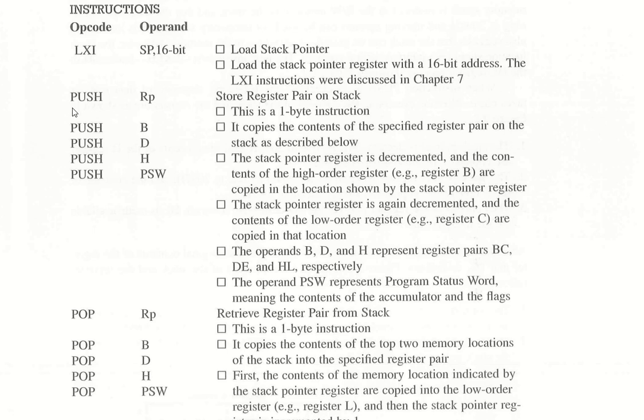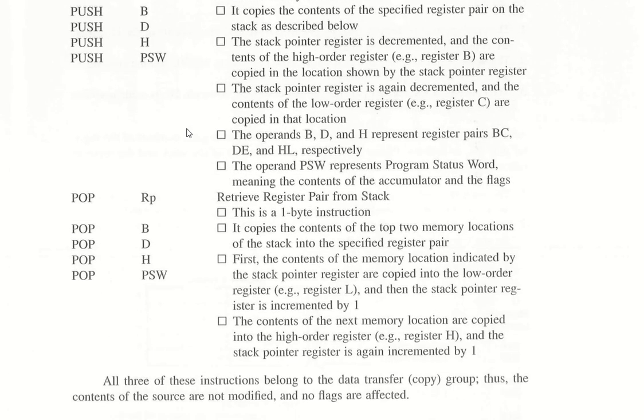Then this push instruction, with different operands, we used to have the opcodes. So this push opcode, when used with RP, will store the pair on the stack. When we use push with B, it will copy the content of the specified register pair onto the stack, as you describe in your program. Then we have push D, push H, push PSW, and so many. And then we have pop as well.